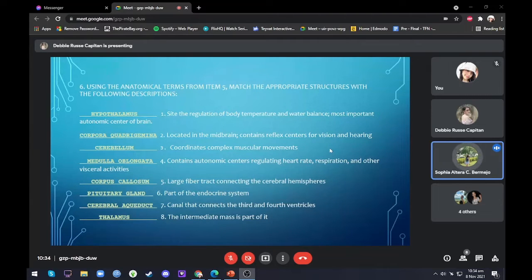Number four, it contains autonomic centers regulating heart rate, respiration, and other visceral activities. That is medulla oblongata. Number five, large fiber tract connecting the cerebral hemispheres. That is corpus callosum. Number six, it is a part of the endocrine system. That is the pituitary gland. Number seven, the canal that connects the third and fourth ventricles. It is the cerebral aqueduct. Number eight, the intermediate mass is part of it, and it is the thalamus. Next, please.